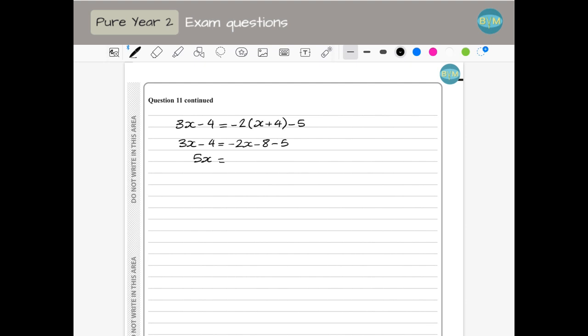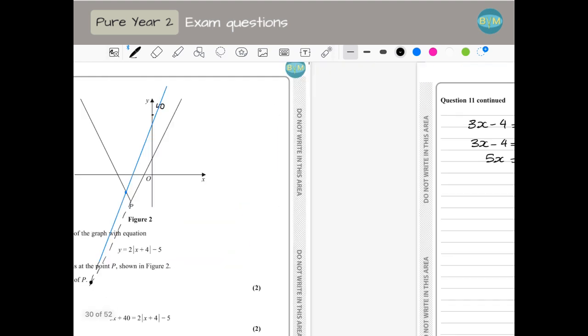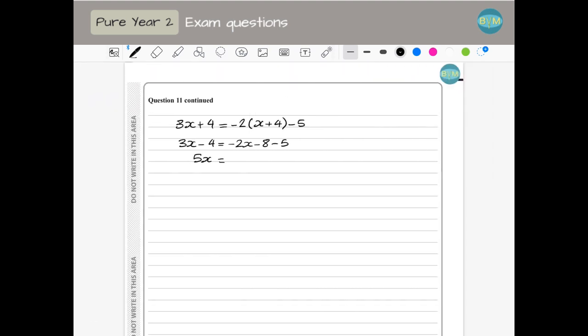This is 3x minus 4. This is 3x plus 40. Sorry, this is plus 40 and plus 40. So I have minus 40 minus 8 minus 5, which is minus 53. So the answer here would be x is minus 53 fifths, or minus 10.6.